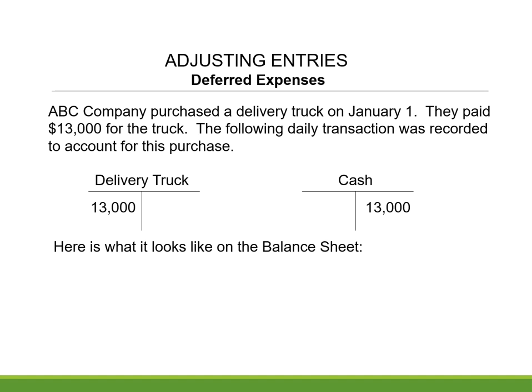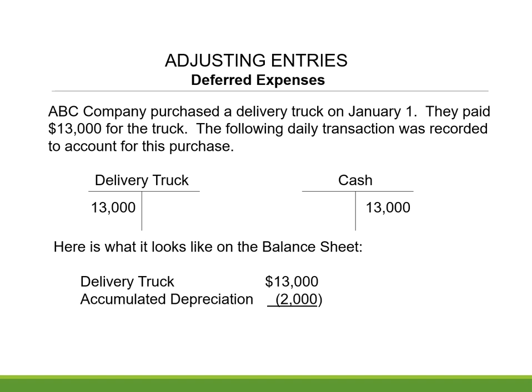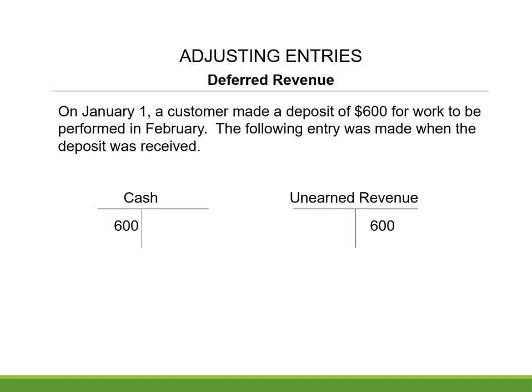So now let's show what it looks like on the balance sheet. So on the balance sheet, we'll have our truck for $13,000. We currently have accumulated depreciation of $2,000. So on the balance sheet, we'll have a book value of $11,000. Each year when we depreciate that truck, we add it to the accumulated depreciation. So at the end of year 2, we will have $4,000 in depreciation and then a book value of $9,000. Okay, so that is it for the truck. Now let's move on to deferred revenue.